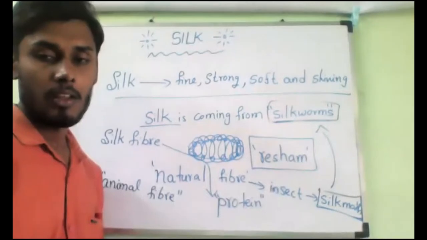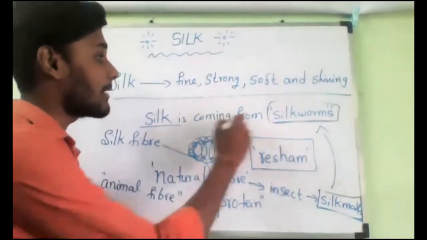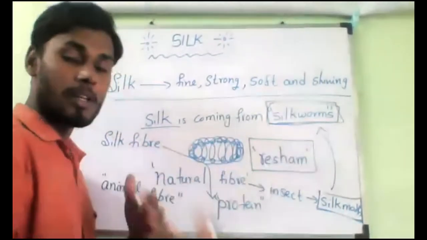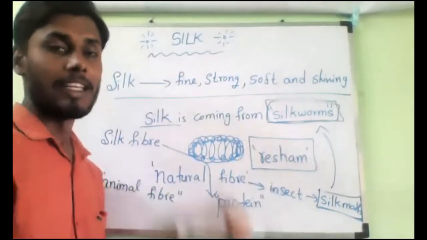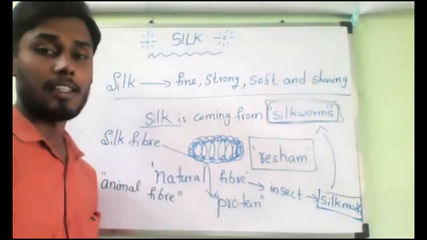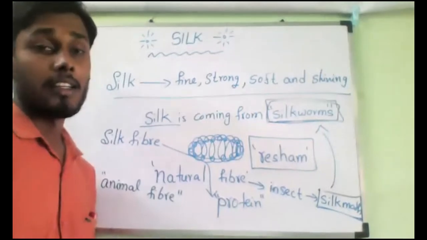How is that protein coming? Because it is released by silkworms. Silkworms make this silk thread by using proteins. They eat food, correct? You understand?